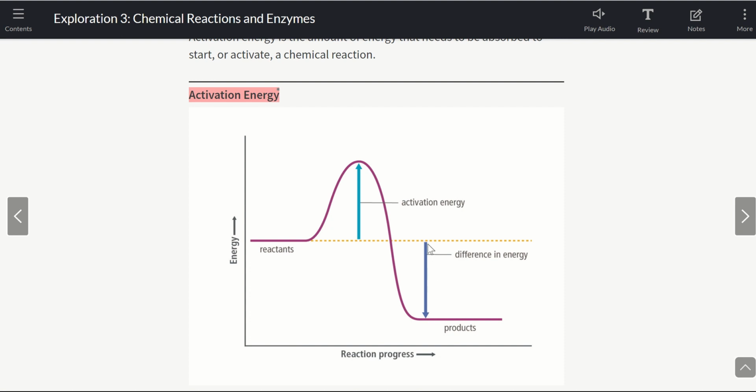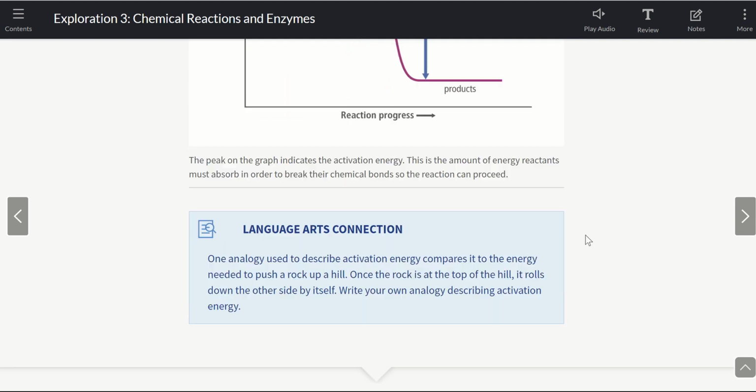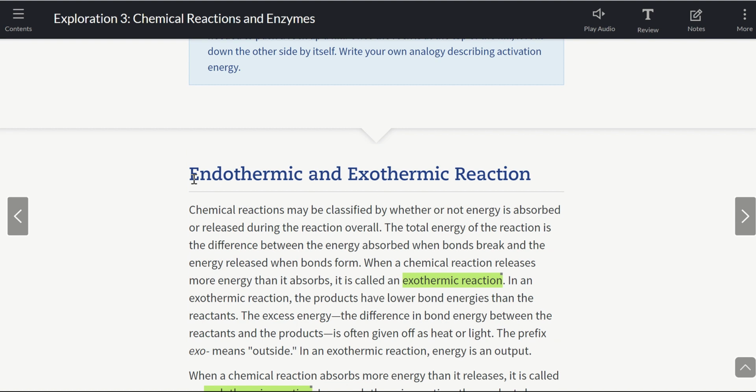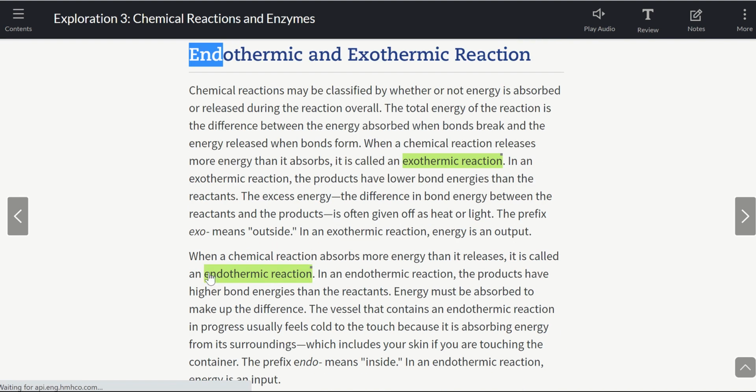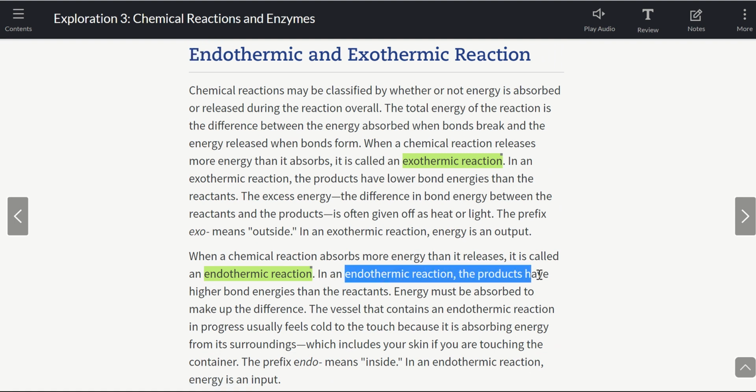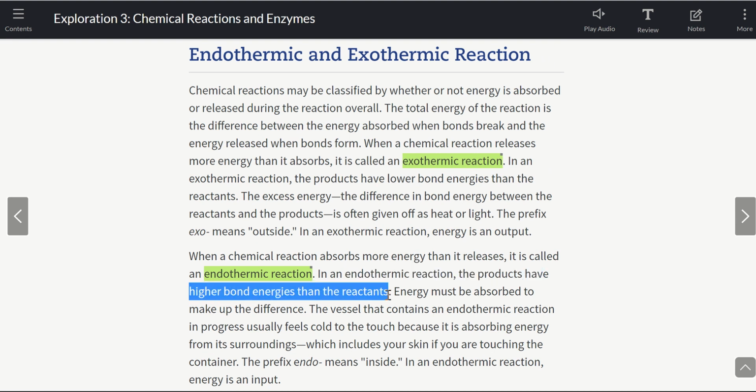This energy goes out into the atmosphere and out into the environment. This is what we call an exothermic reaction. Okay, so as we scroll down, here we go. So endothermic and exothermic. Endothermic is when we are going to take energy and we are going to put it in to the reaction. So in an endothermic reaction, the products have a higher bond energy than the reactants.